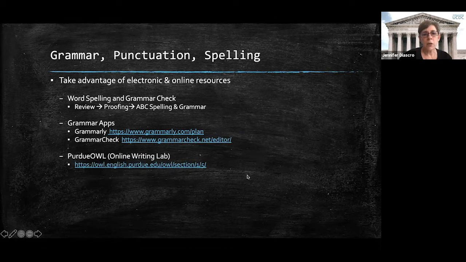There is an online writing lab at Purdue University that I think is one of the very best online writing labs in the country. I highly recommend it for all kinds of things. I'll come back to it later with citation and plagiarism. But they have a great website, and I've included the link here where they talk about some grammar rules and things like that.